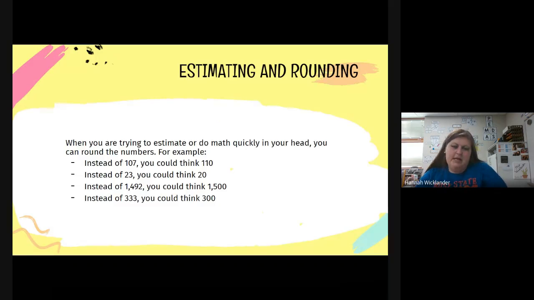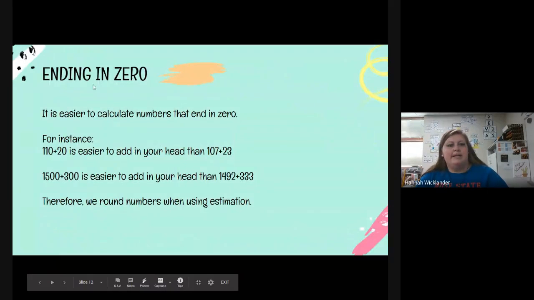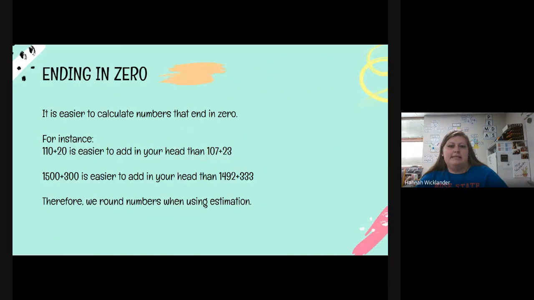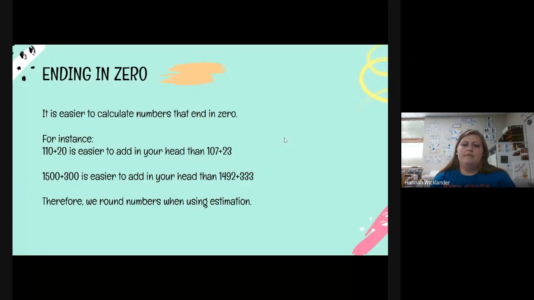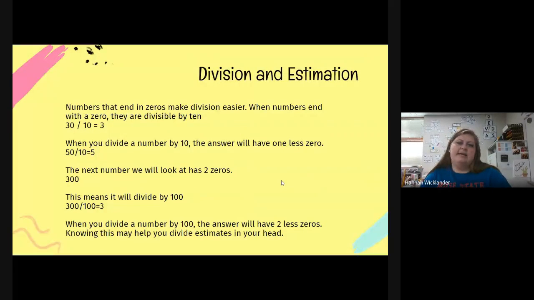So notice how all of them end in zeros as well. Numbers that end in 0 are easier to calculate. For instance, 110 plus 20 is easier to add in your head than 107 plus 23. 1,500 plus 300 is easier to add than 1,492 plus 333. So we round numbers to estimate easier. This just says that if you end in zeros, it's easier to divide because the number is divisible by 10, divisible by 100. So that's all that says.